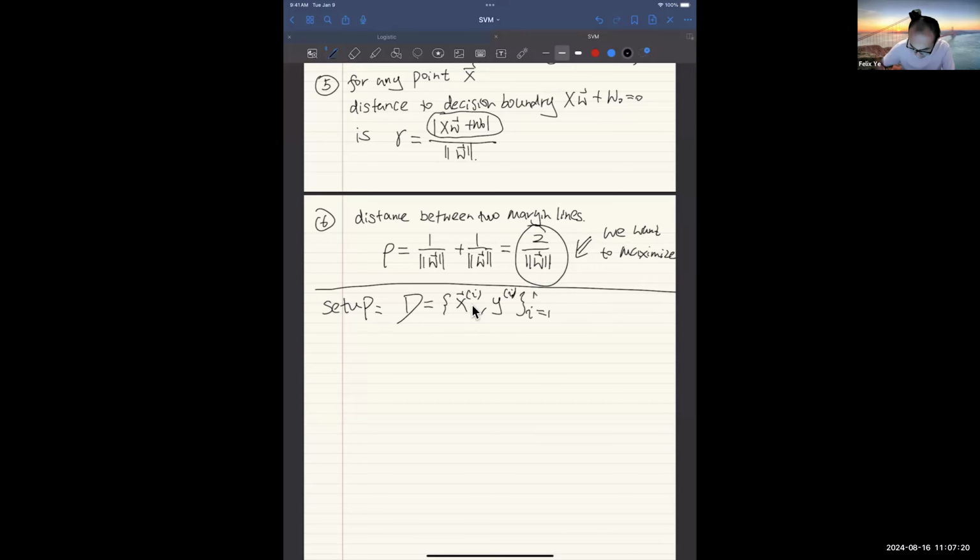From 1 to n. And this x_i is usually in R^d. And y_i, as I said, is either +1 or -1. So these are the values that are being set up here.